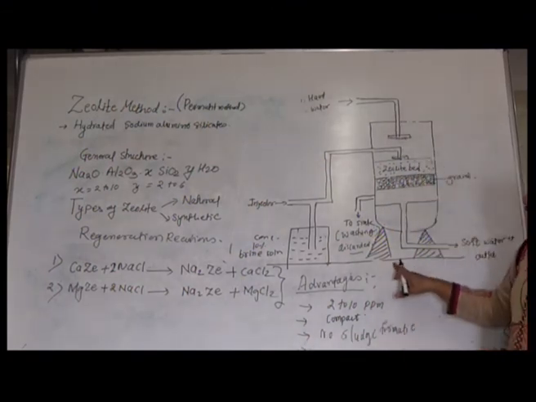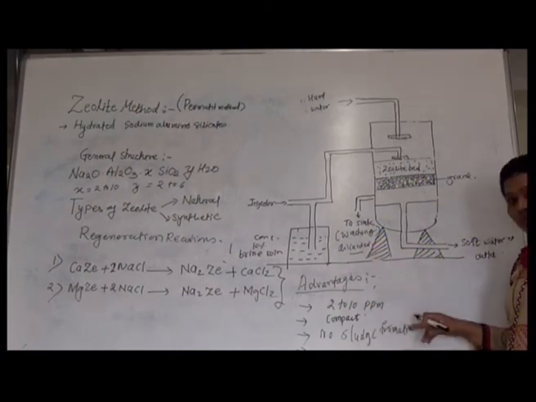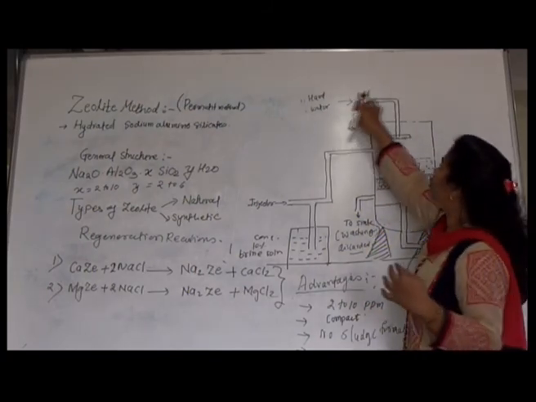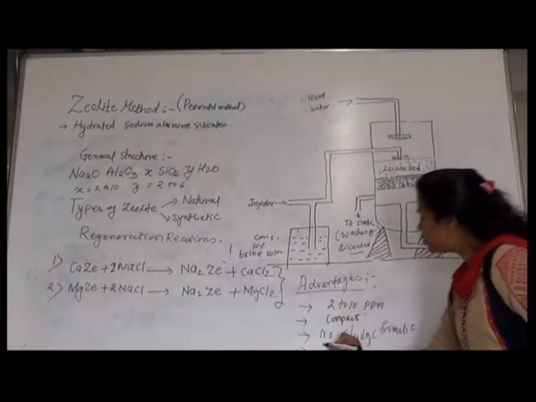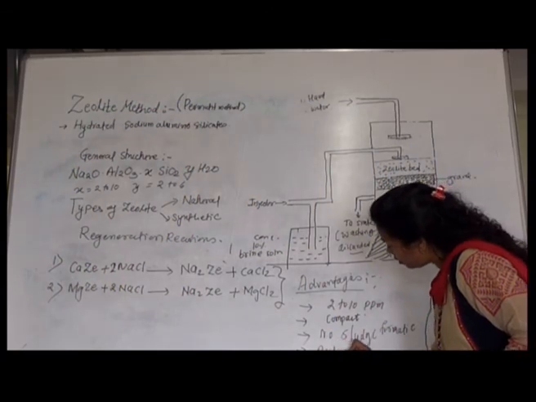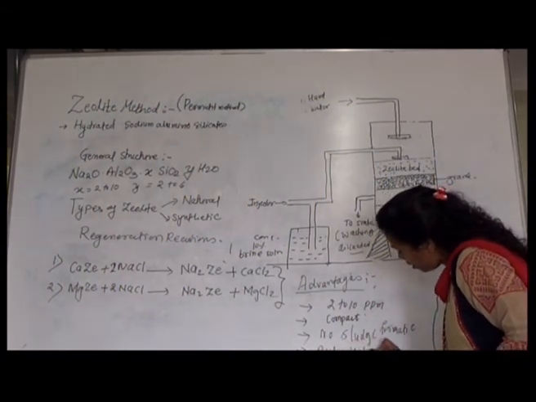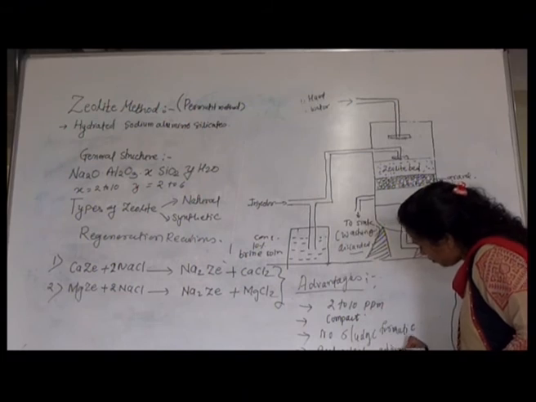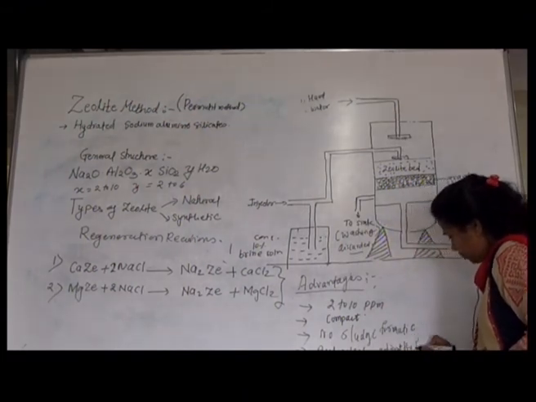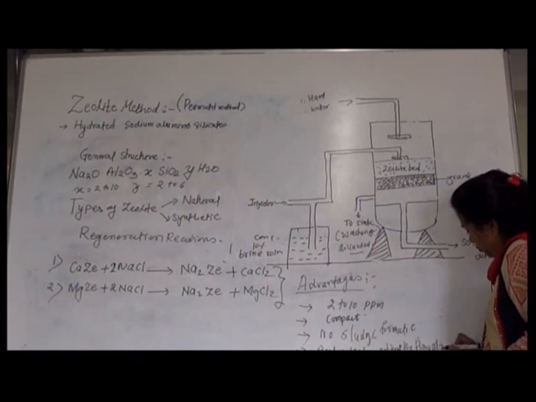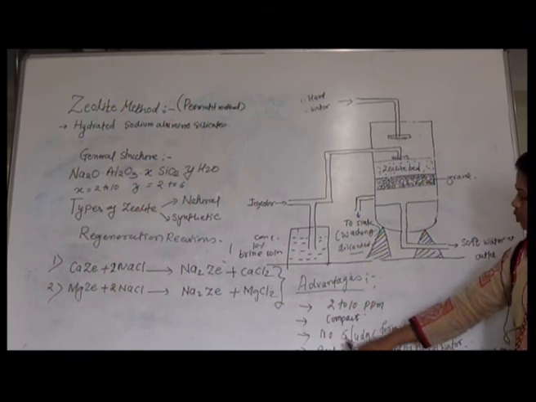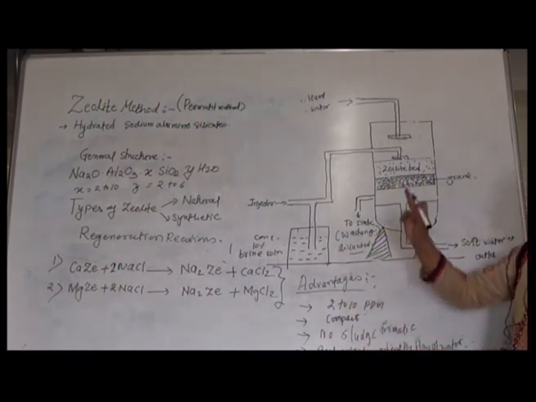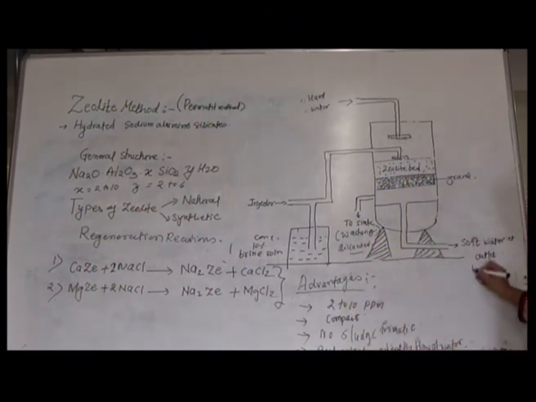And it automatically adjusts the flow of the water, means the intake of the water. So the intake of the water automatically adjusts in this method. So we can say it automatically adjusts the flow of water. So these are some advantages of this zeolite method, and there are some disadvantages also.